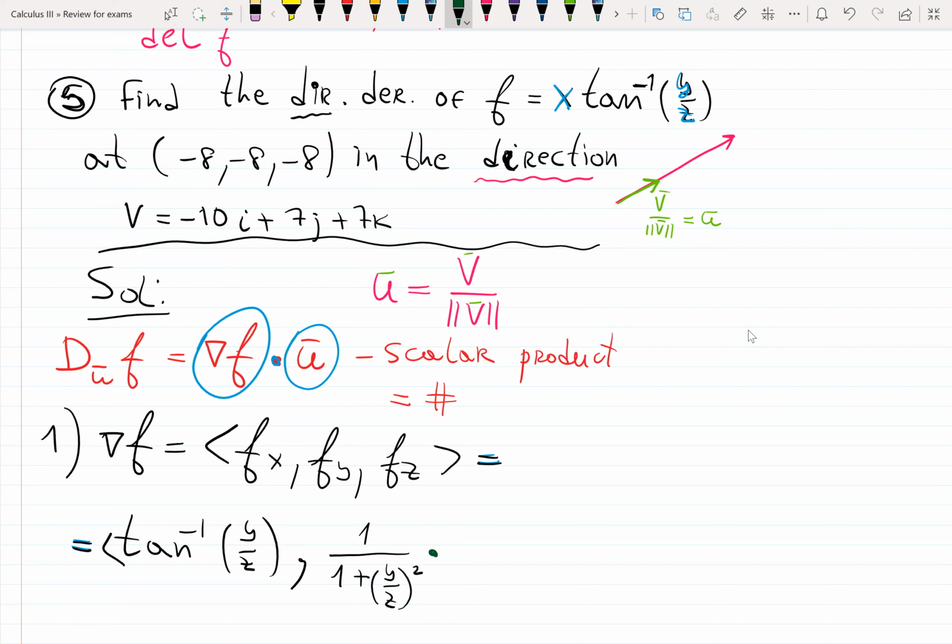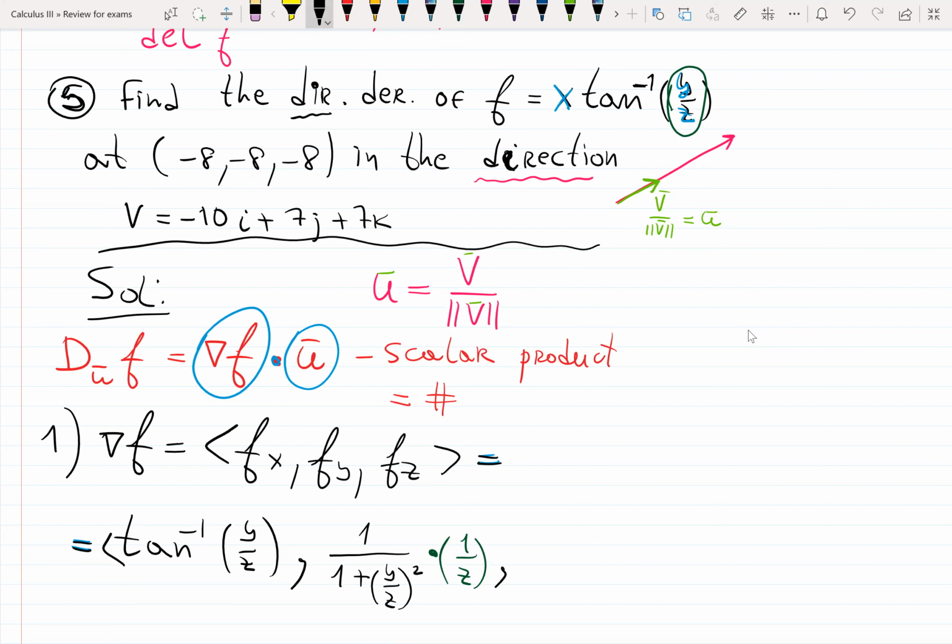Derivative of this function is a fraction, but with respect to what? With respect to y, it's just y times a constant. So it's gonna be 1 over z. Derivative of y is 1. Derivative of 1 over z times y is 1 over z. That is not the second derivative. It's the derivative with respect to y.